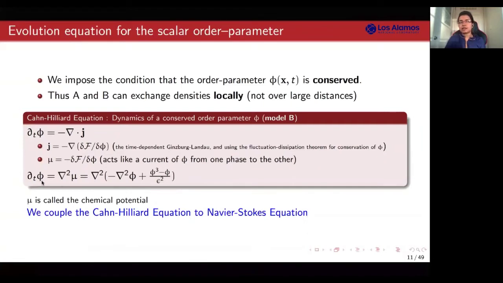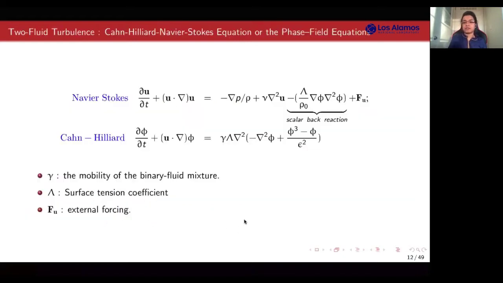If there is turbulence in the fluids, the velocity of the fluids should come from the Navier-Stokes. So basically we couple the Cahn-Hilliard to the Navier-Stokes and get a two-way coupled equation where the velocity of the Navier-Stokes is used to advect the field phi, and the field phi acts back on the Navier-Stokes in the form of a back reaction, or a forcing, or a surface tension forcing term. So here the coefficient lambda gives the coefficient of surface tension. So this is like a forcing term.